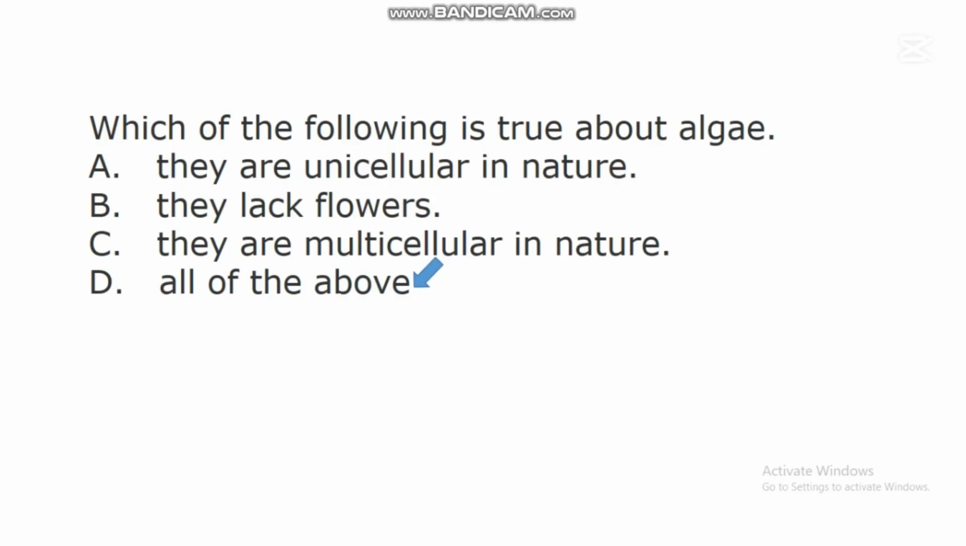These organisms called algae are unicellular in nature. Research has shown in phycology that some algae are unicellular and they lack flowers. Algae don't have flowers. Despite the fact that they can carry out photosynthesis, they don't have flowers. Some algae are multicellular in nature. All these things are facts about these organisms called algae.